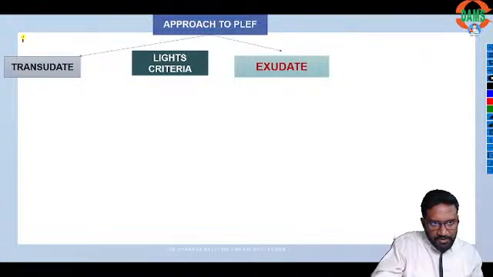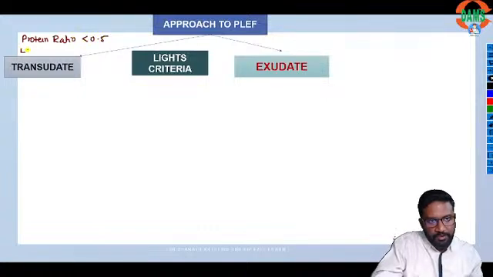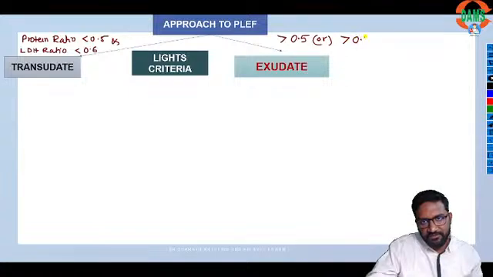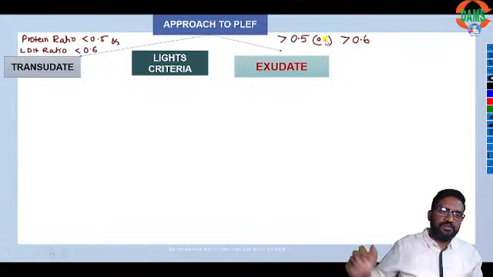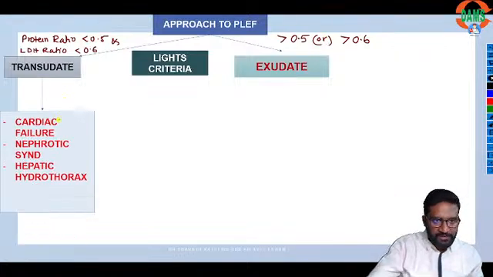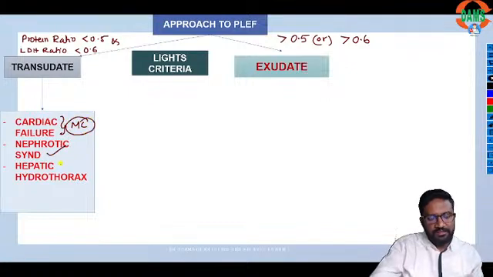So here protein ratio should be less than 0.5. And also LDH ratio is very important, less than 0.6. Both should be less. Here any one of the following, either protein ratio is more than 0.5 or LDH ratio is more than 0.6, it is exudate. If it is transudate, life is very easy. At least you know these three causes. Cardiac failure, right now it is the most common cause. Heart disease, kidney disease, liver disease.